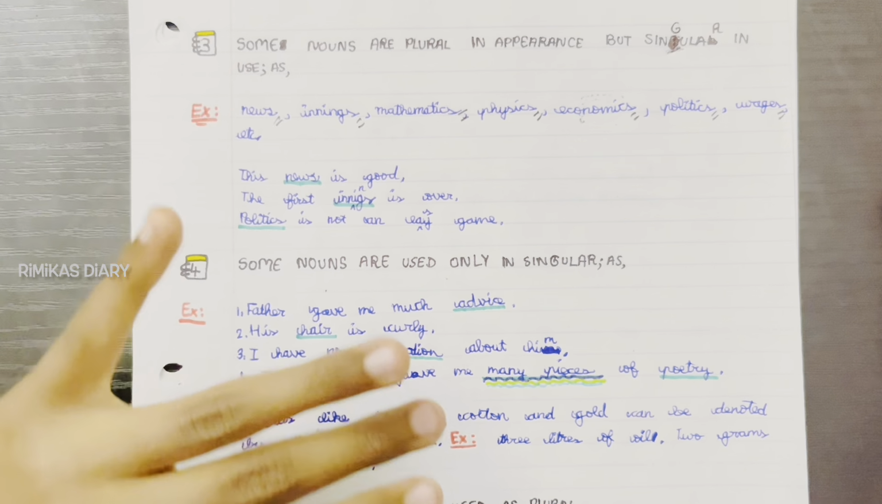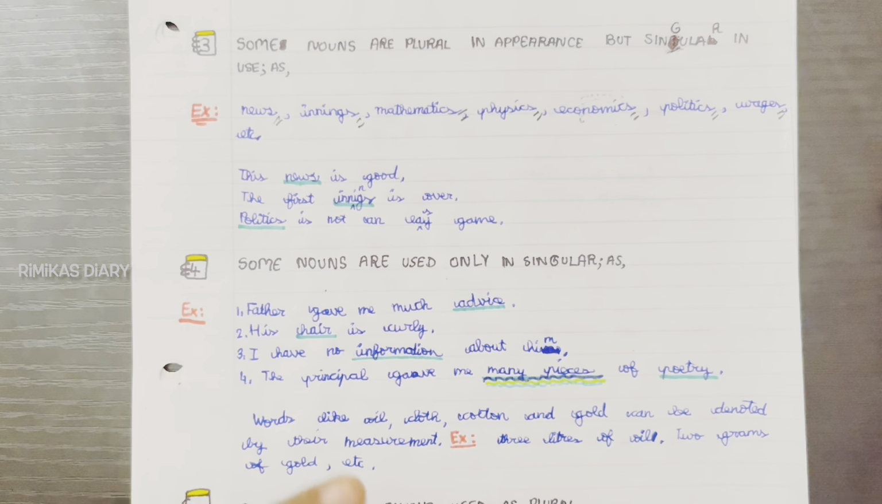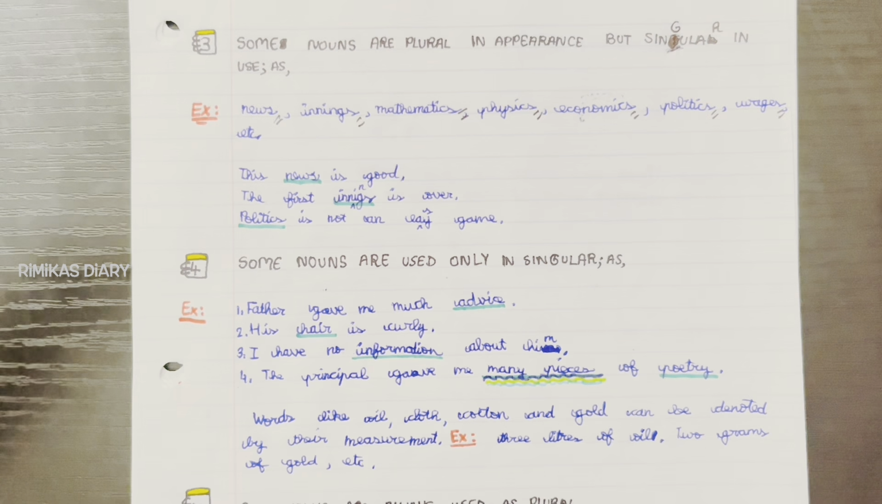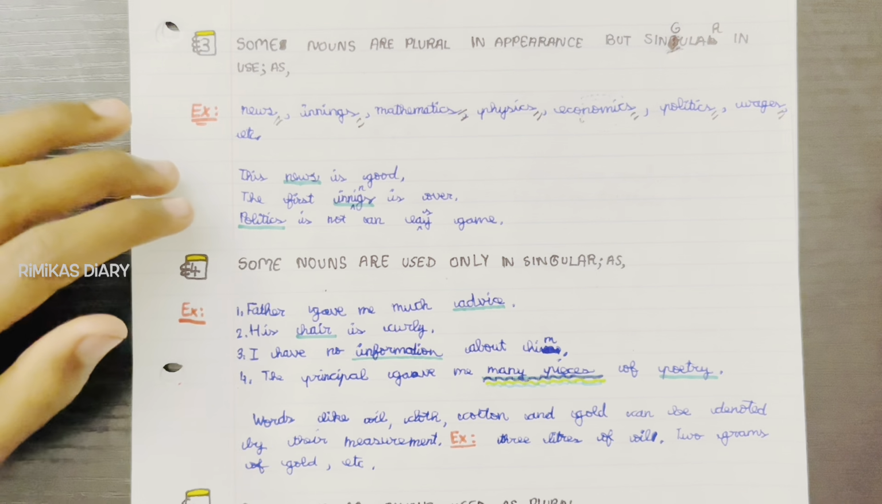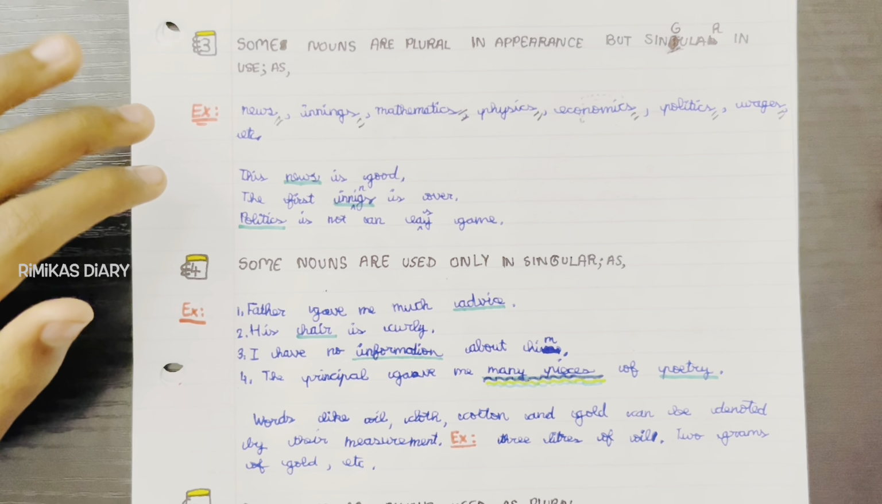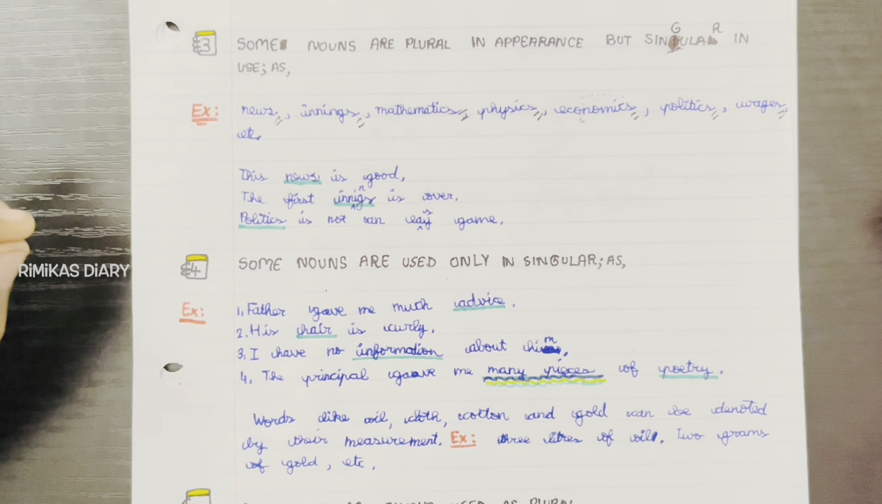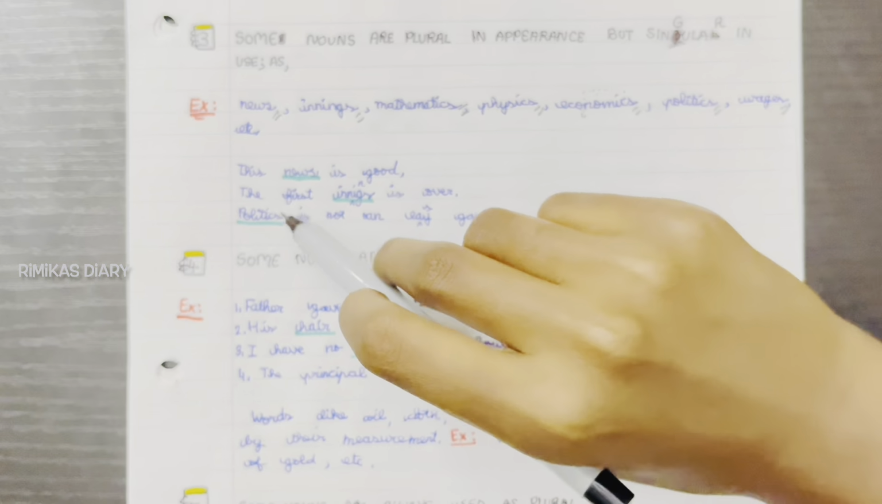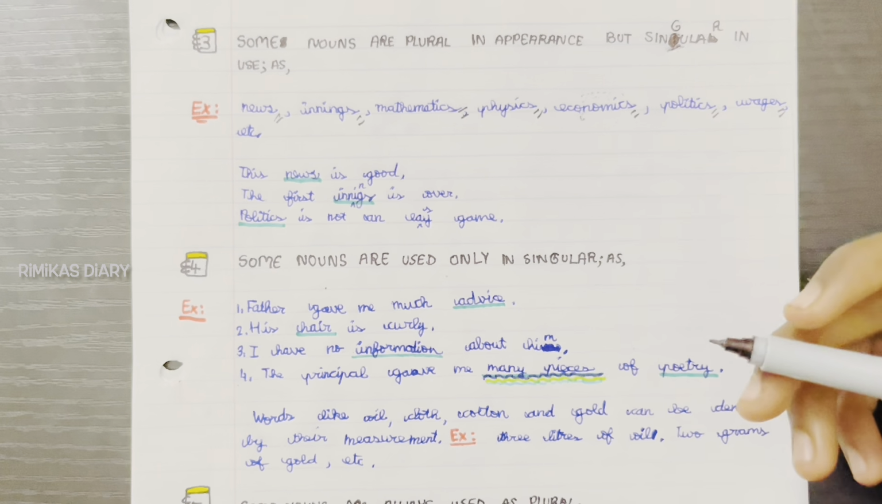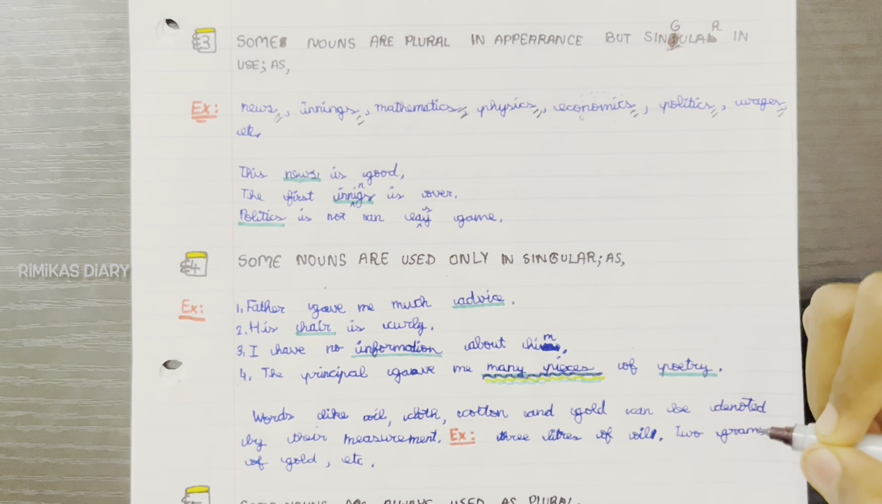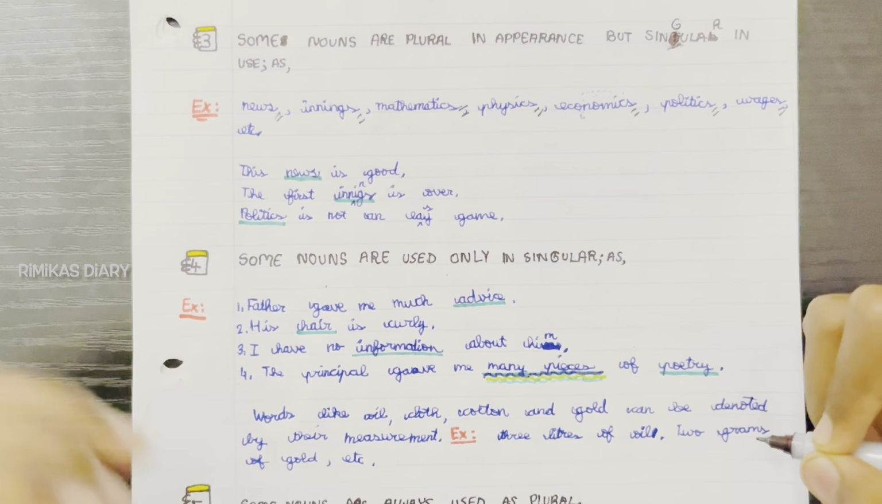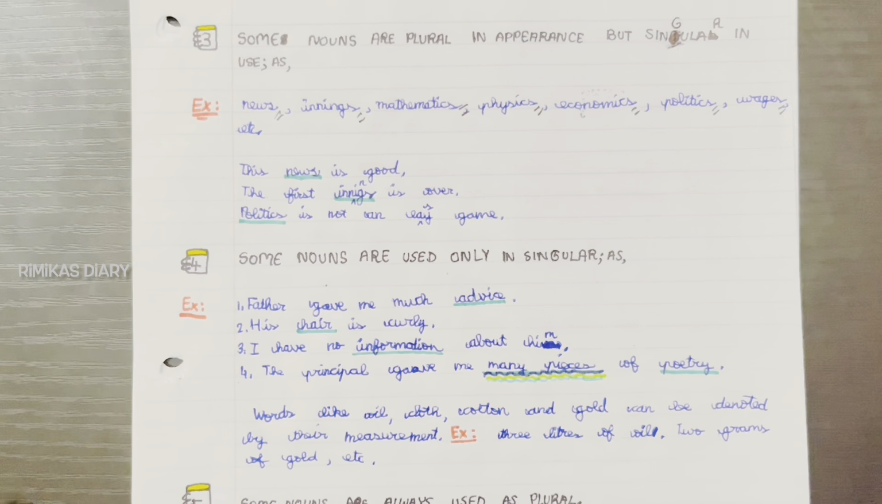Politics is not an easy game. When you look at the word politics, it has an S at the end. So you might think it's plural, but this is singular. You can't say politic is not an easy game. You had to say politics is not an easy game. Same with here. This news is good. You can't say this new is good. You had to say this news is good. The first innings is over. You can't say the first inning is over. You had to say the first innings is over.